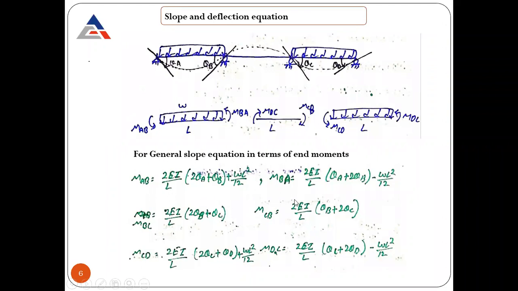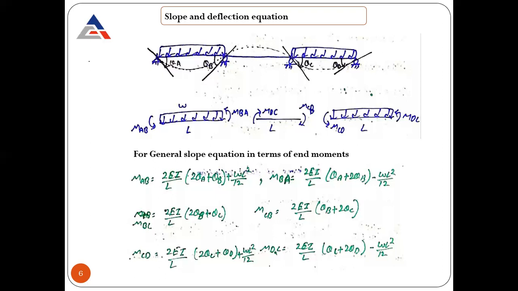If you want to remember, ultimately these equations are going to be derived, but for this particular lecture, just remember this. MAB is equal to 2EI by L, 2 theta A plus theta B plus the fixed end moment. With MA, the first subscript, you have to take twice that, meaning 2 theta A plus theta B. MBA means 2EI by L, theta A plus twice theta B, minus the fixed end moment. That is the sign convention we need to use: one will be positive, the other negative. Anti-clockwise may be positive, and clockwise can be considered negative.